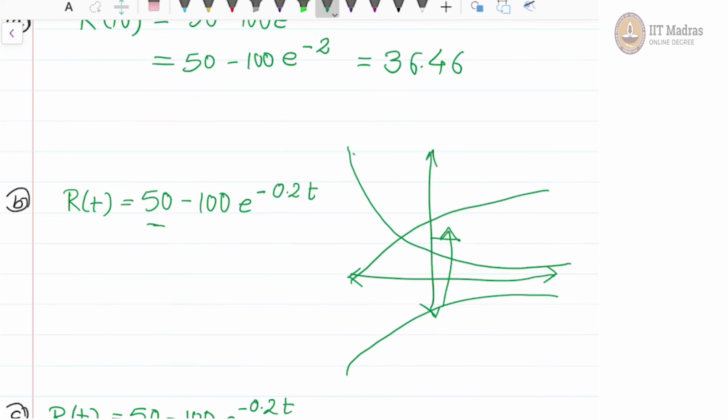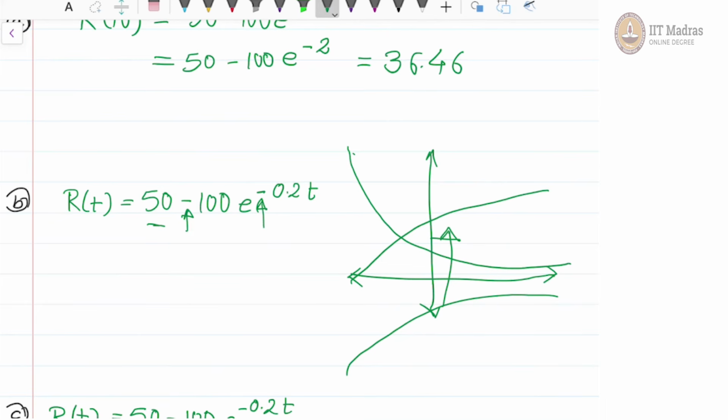You can check for yourself. So basically, first, the minus sign will have the effect of reflecting the graph along the y-axis, then multiplying with minus 100 will reflect the graph along the x-axis, and then adding 50 will shift the graph by 50 units. So you have a fairly good understanding of the graph.